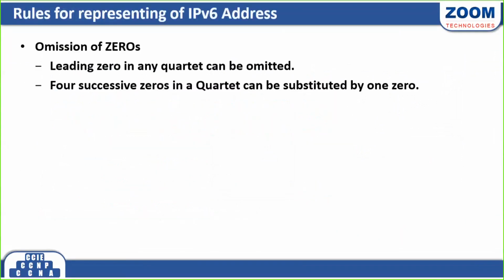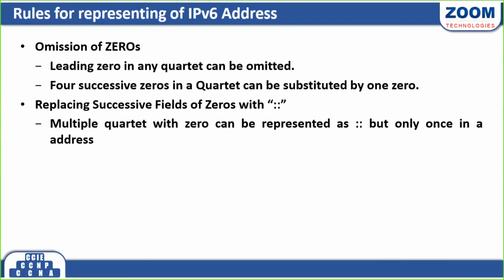Omission of zeros. A leading zero in any quartet can be omitted. Four successive zeros in a quartet can be substituted by a single 0. Multiple quartets of zeros can be represented as a double colon, but only once in an address.